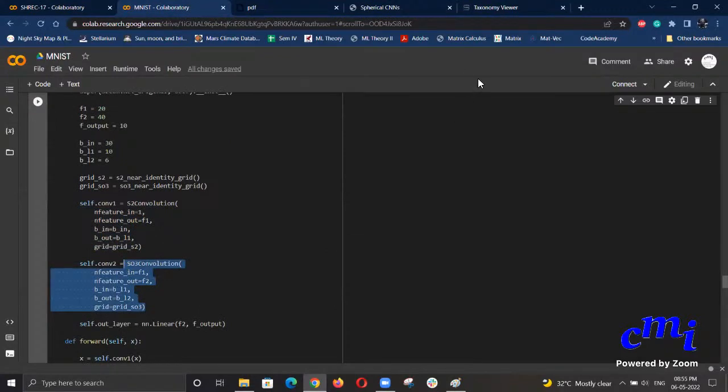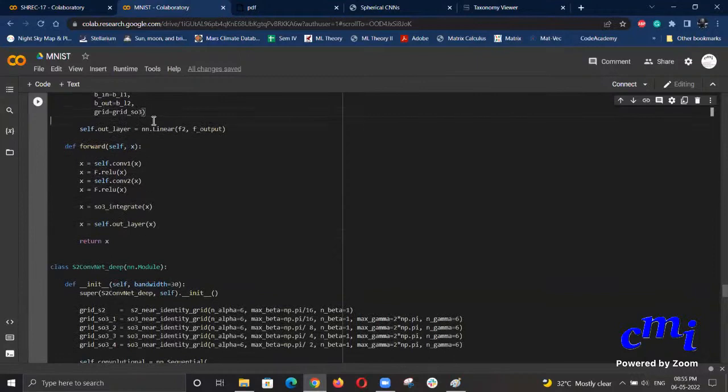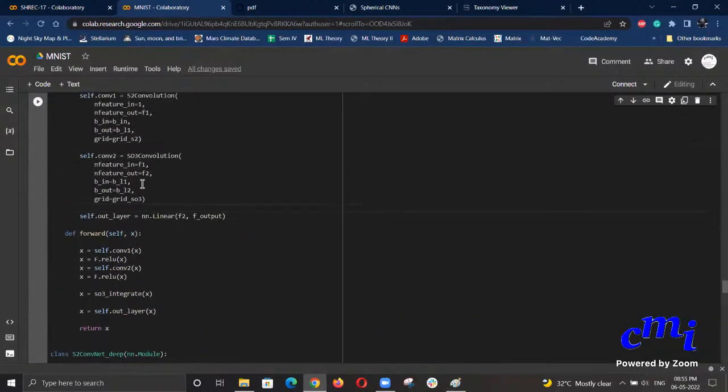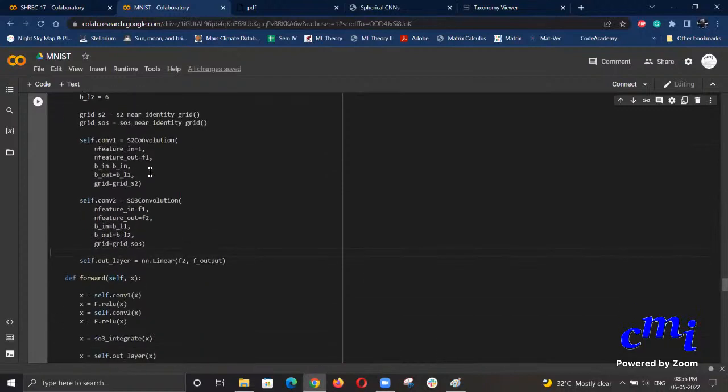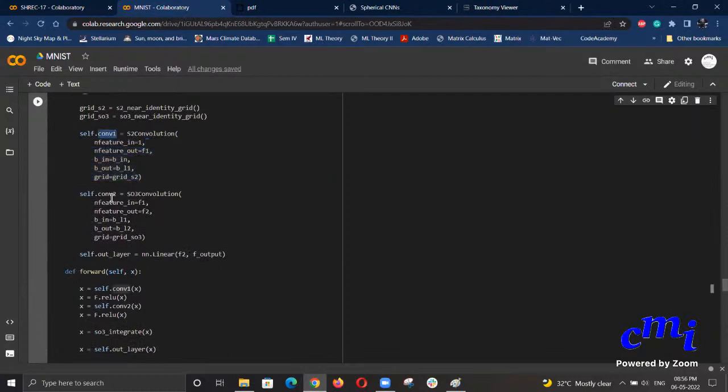In the slide that I showed you, when we first do the Fourier transformation with respect to S2, and then we take the outer product, that's exactly what's happening here. Then we take the inverse Fourier transform with respect to the SO3 basis, and we get the Fourier transformation with respect to SO3. So the layer is kind of the same. These are the convolution layers. This is our first convolution layer, and this is our second convolution layer.